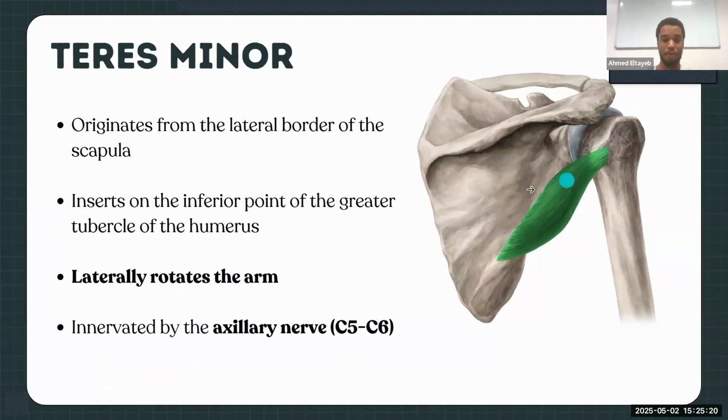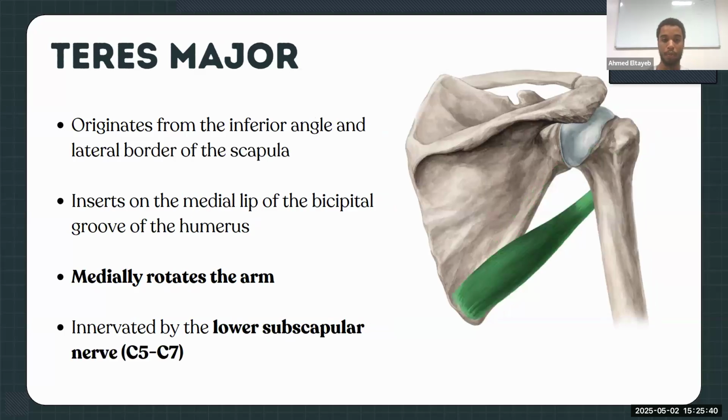The teres minor originates from the lateral border of the scapula, and it inserts itself on the inferior point of the greater tubercle of the humerus. So, again, it would laterally rotate the arm, like the infraspinatus, but the teres minor is innervated by the axillary nerve, which comes from C5, C6 again.